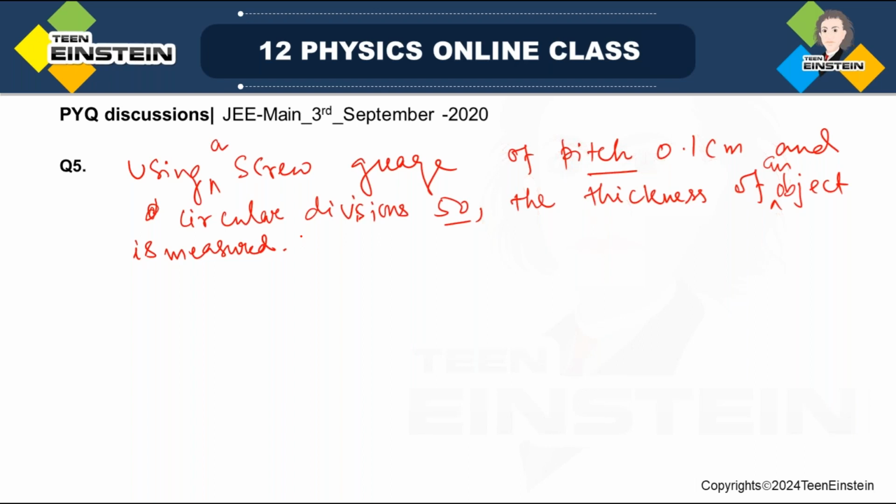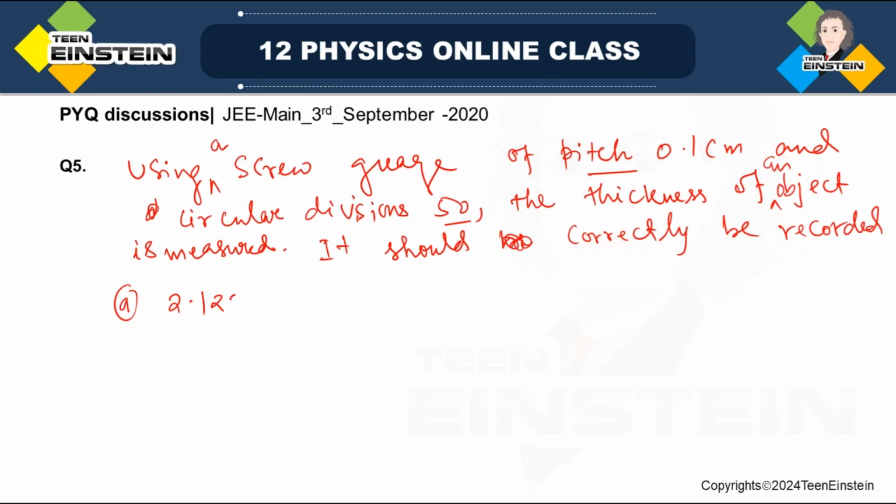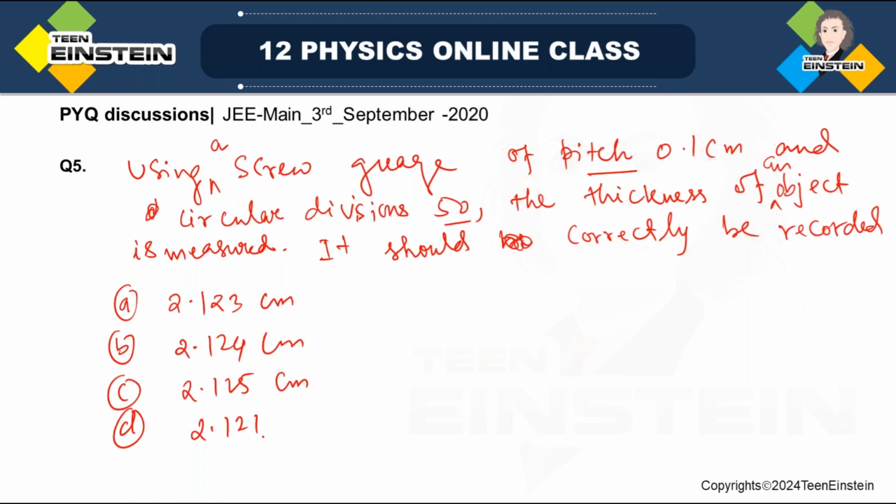It should be correctly recorded. This question is really a peculiar question, that's why I am just discussing this. The first option is 2.123 centimeter. Option B will be 2.124 centimeter. Option C is 2.125 centimeter, and then option D is 2.121 centimeter.